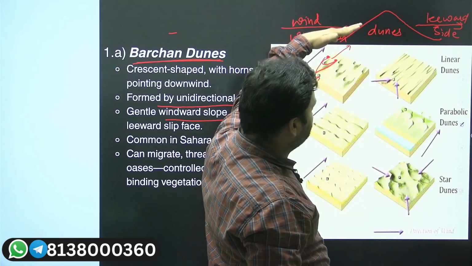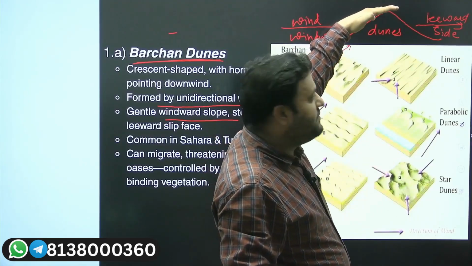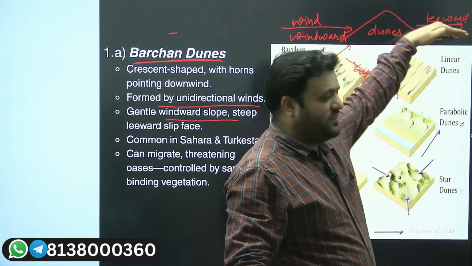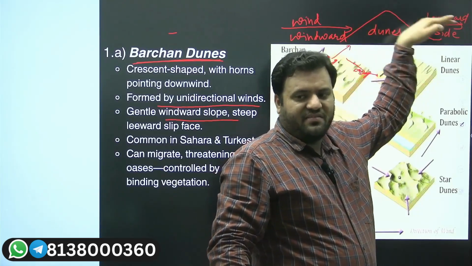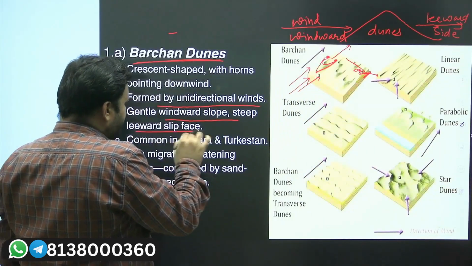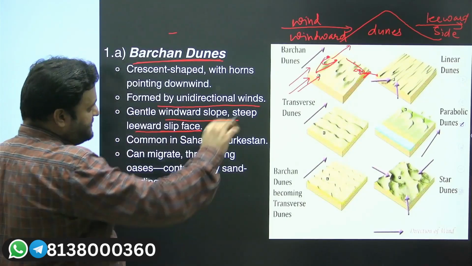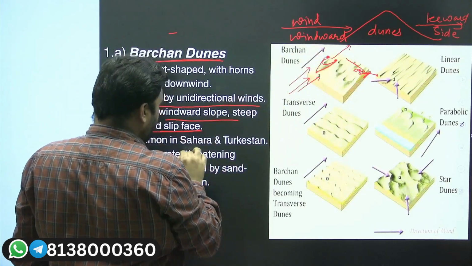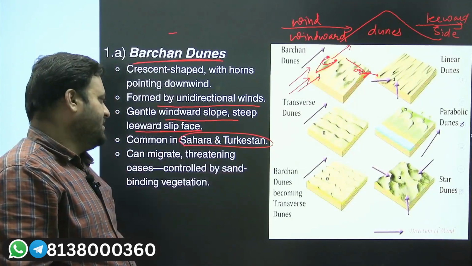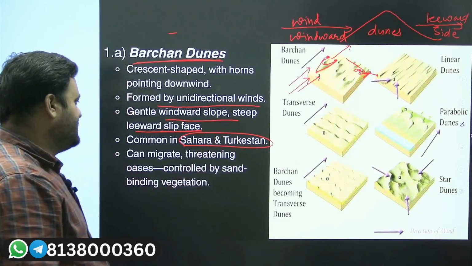When wind moves like this, material will be removed, a gentle slope will be there, and then ultimately there will be a steeper slope. So with respect to this particular dune, when the wind is moving away, that will be called as what? Leeward side. Leeward side or slip face, you can say, will be there. And yes, this particular barchan dune is very common in the Sahara Desert, and it is also in Turkestan.